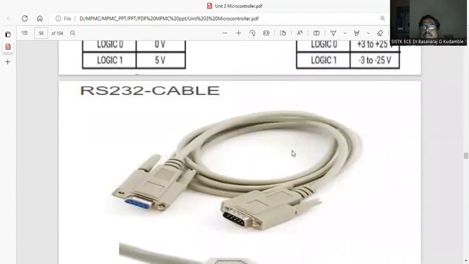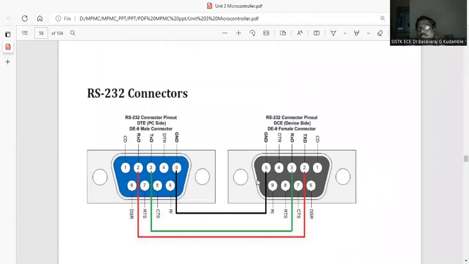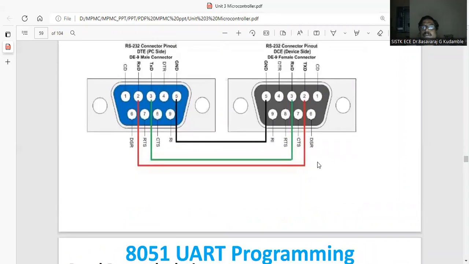This is the RS-232 cable. One side is male, another side is female. So here, the RS-232 connections are. Only three are sufficient to transfer the data. Actually, it is called a DB9, a 9-pin connector. The other pins are required for handshaking signals, so that is not compulsory. If it is very important data to be transferred, then we are going to use the handshake signals.